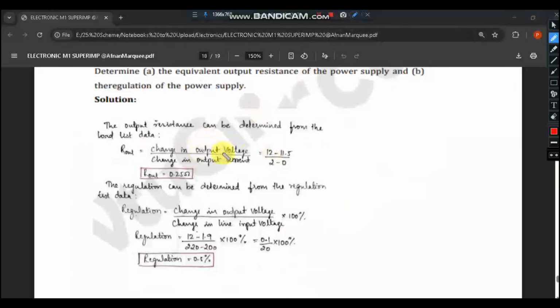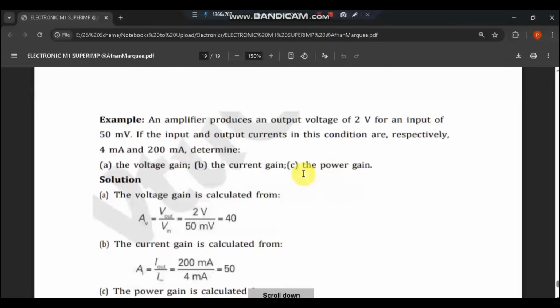We'll just apply the formula: change in the output voltage by change in the output current, and we'll get this value here. Same thing we'll do for the regulation as well: change in output voltage divided by change in line input voltage into 100%, we'll get this value also. So that's all what we have to do for the output voltage regulation.